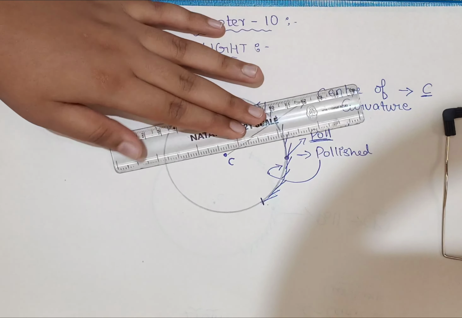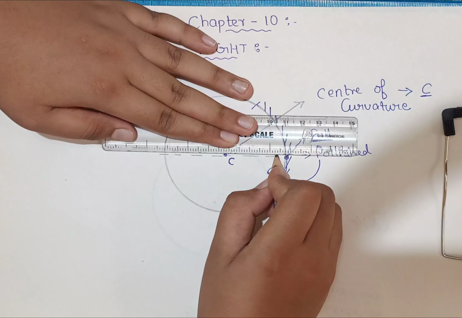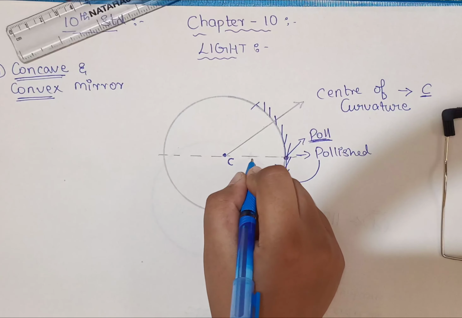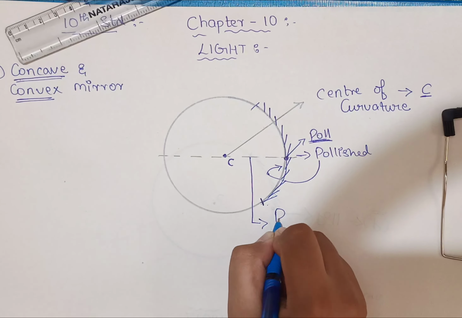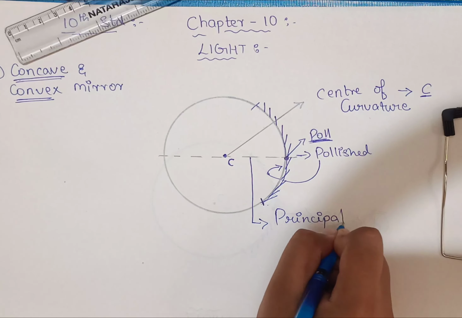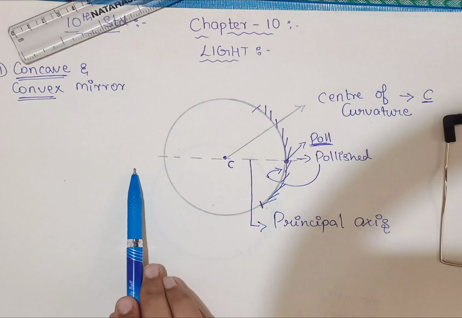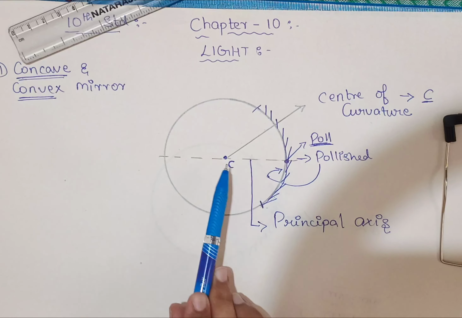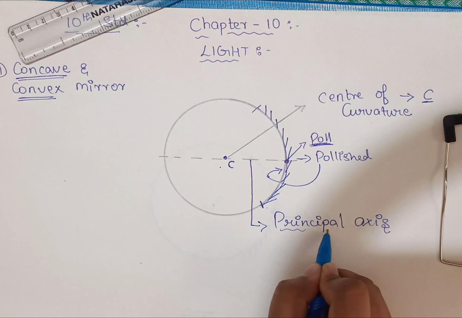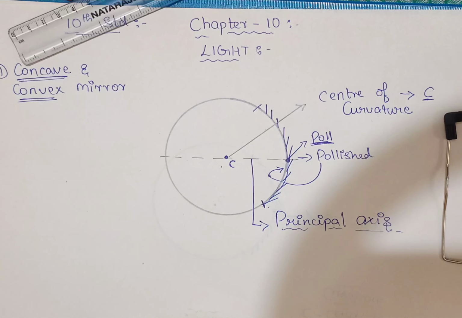Now, there must be a line passing through it, right? This line passing through the center of curvature and the pole is known as the principal axis. The line which is passing through the center of curvature and the pole is known as the principal axis. It is a horizontal line, it is imaginary too.